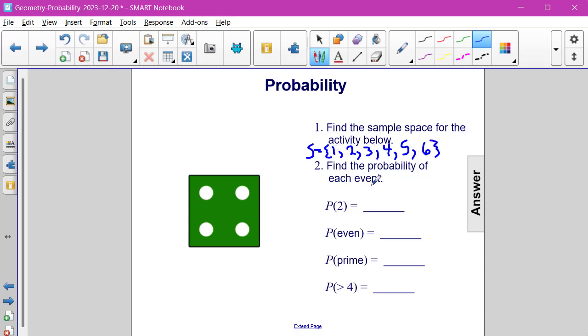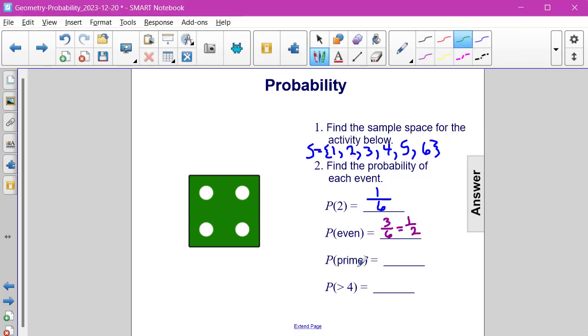Now let's find the probability of each event. The probability of rolling a 2 is 1 outcome, only a 2, out of a total of 6 outcomes. So the probability of rolling a 2 is 1/6. Now let's look at the probability of an even number. Well, the even numbers are 2, 4, and 6. There are 3 of them. So the probability of rolling an even number is 3 out of 6, which reduces to 1/2.